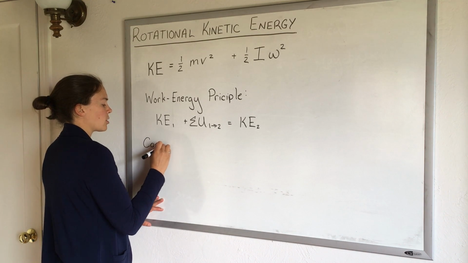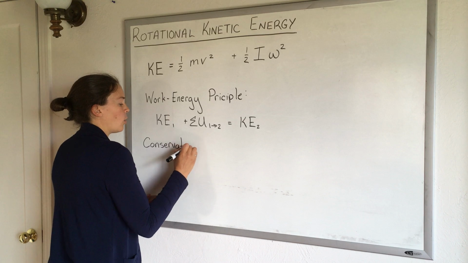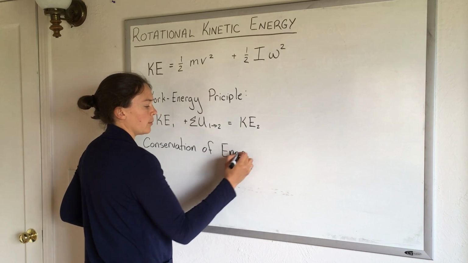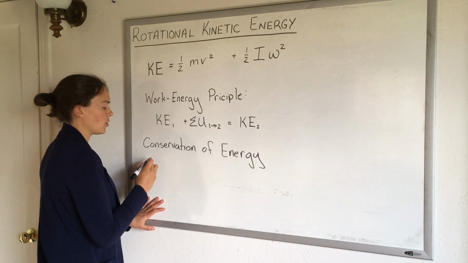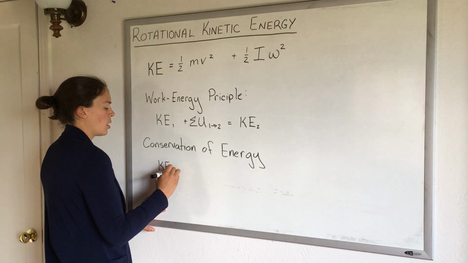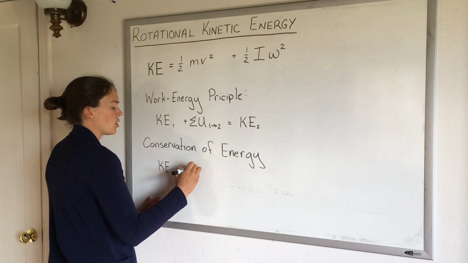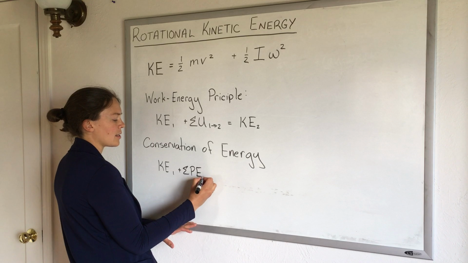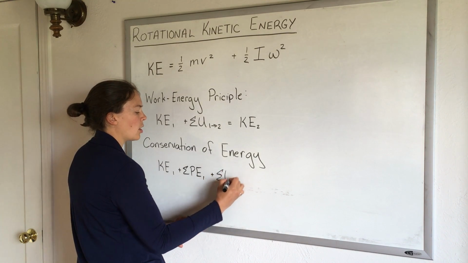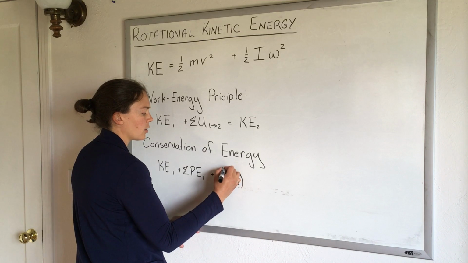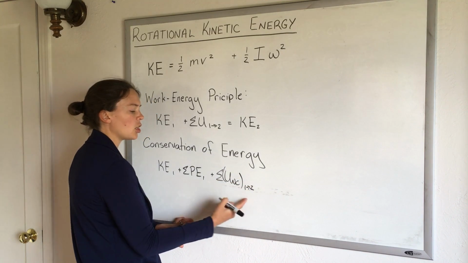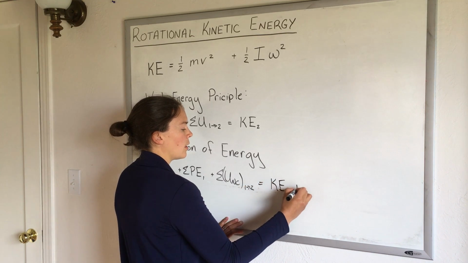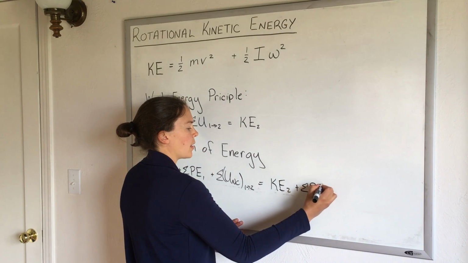And same thing with conservation of energy. The only thing that's changing is that our kinetic energy now has a rotational component. So our conservation of energy equation is the kinetic energy plus all the potential energy, so that could be gravitational potential energy or elastic potential energy, the ones we've talked about, at state 1, plus all the non-conserved work, so these are things that are not included in our potential energy, like friction and pushing or pulling forces, is equal to our kinetic energy at state 2 plus all of our potential energy at state 2.